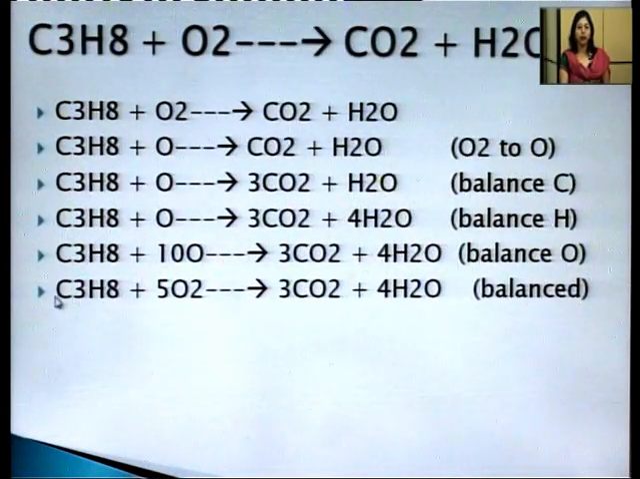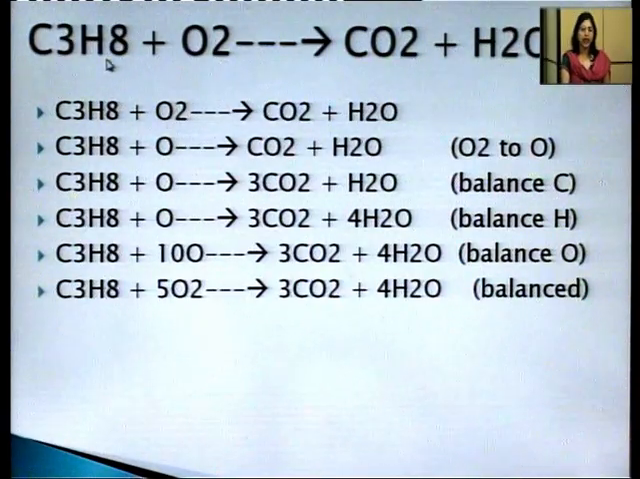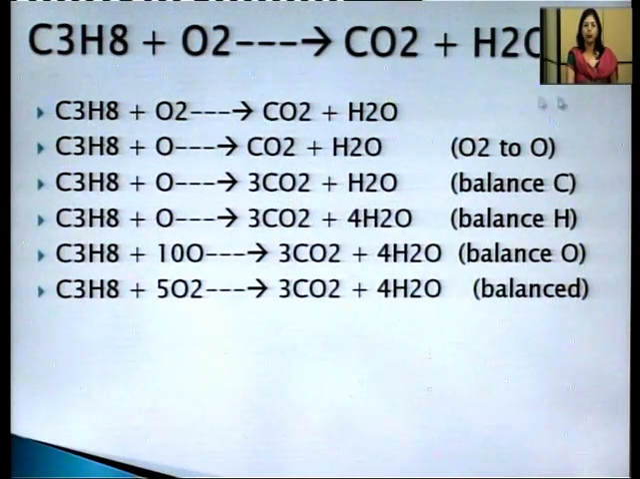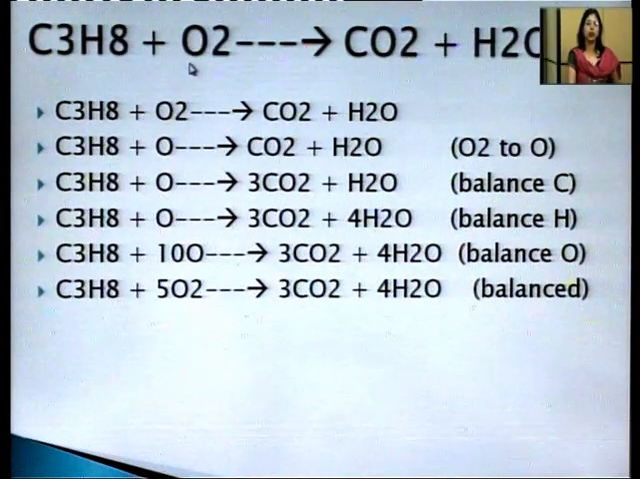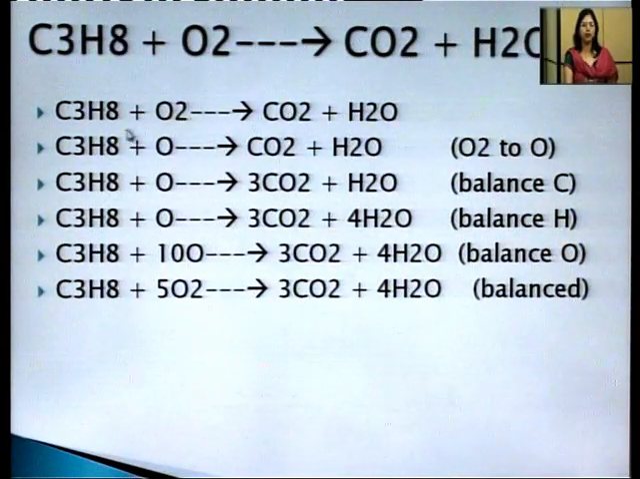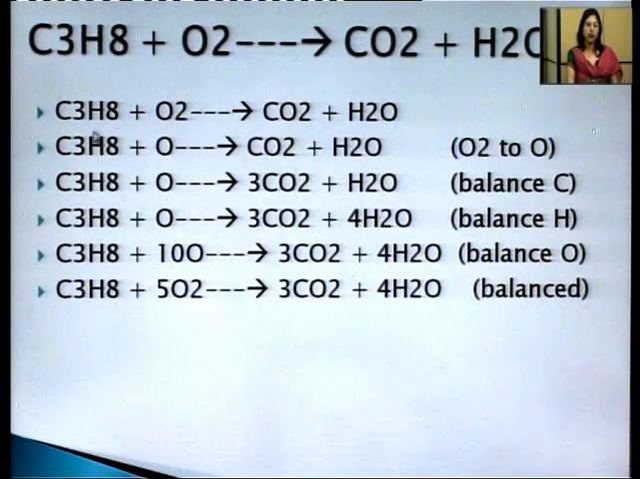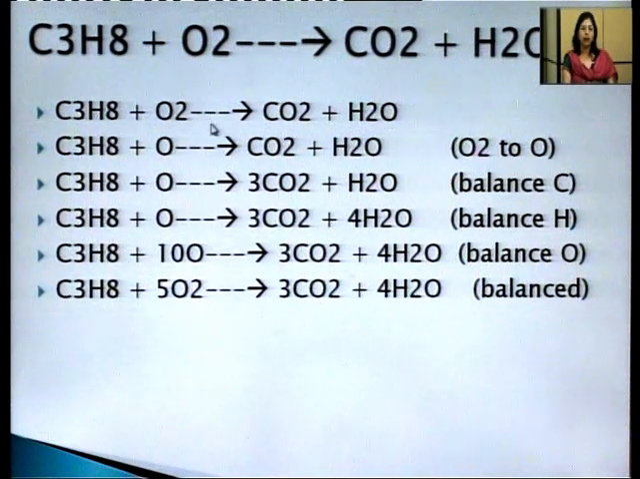Next reaction to be balanced is C3H8 plus O2 changing into CO2 plus H2O. Again, this is an unbalanced equation and we have to balance it by using the hit and trial method. In the first step, as we have done earlier, just write down the skeleton equation, that is the unbalanced equation.